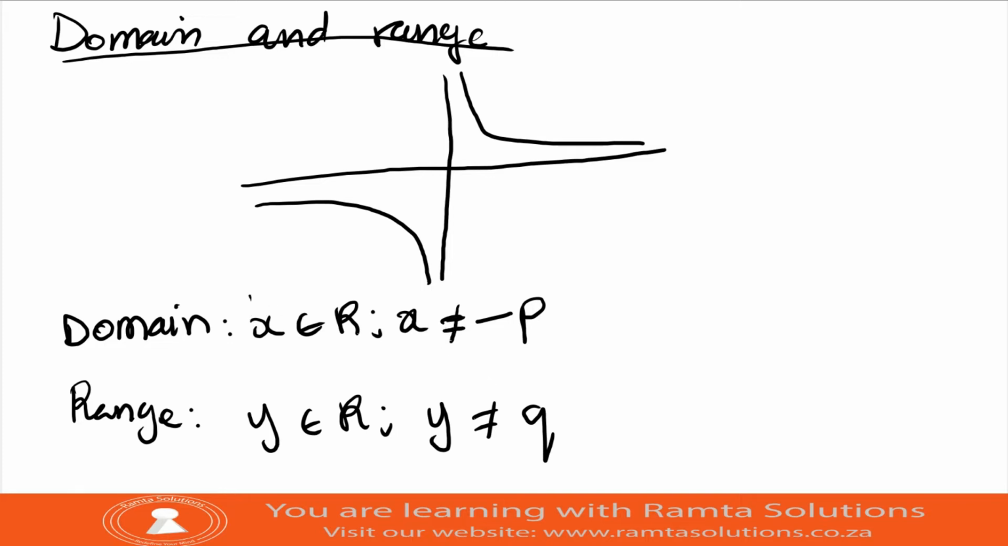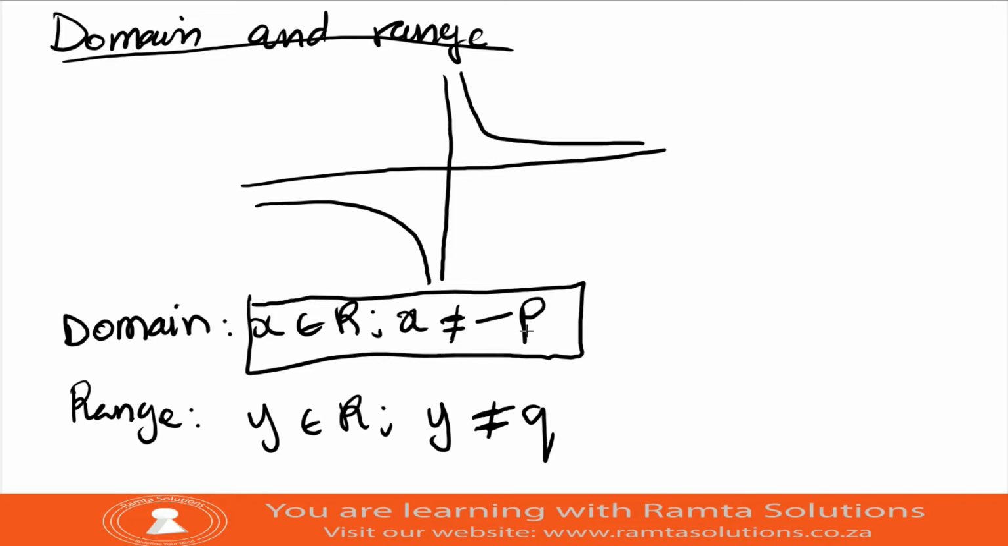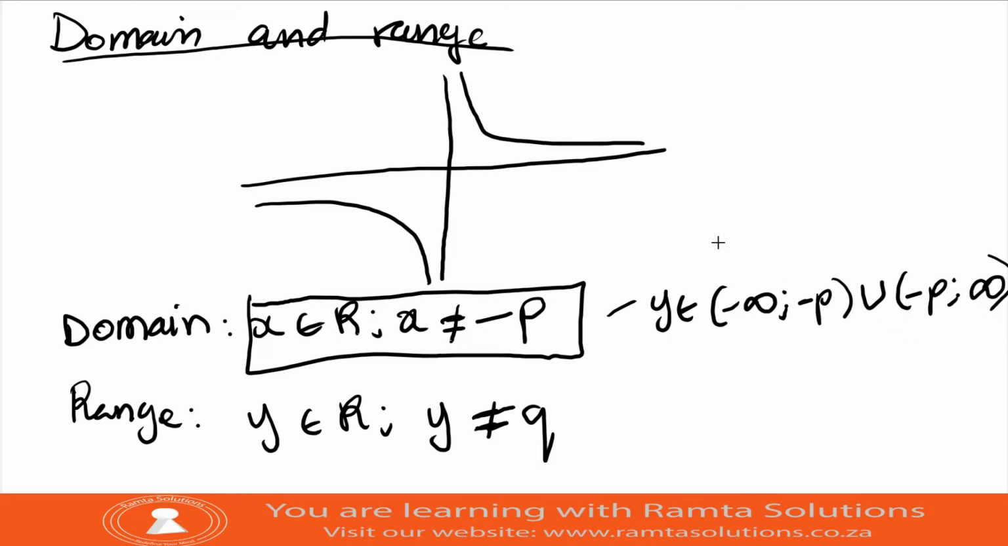Remember guys, highlight this. I believe this one you know from grade 10. So in grade 11 and 12, this is what you will be saying. X is an element of real numbers, but x is not equal to minus p. I don't like the one that says y is an element of negative infinity to negative p, and then negative p to positive infinity. I don't like it, but it's nice. So I prefer this one. It saves me time. So this is your domain and range.